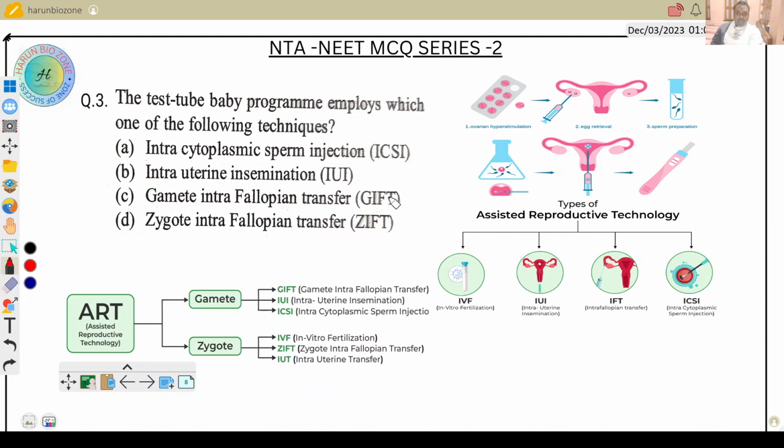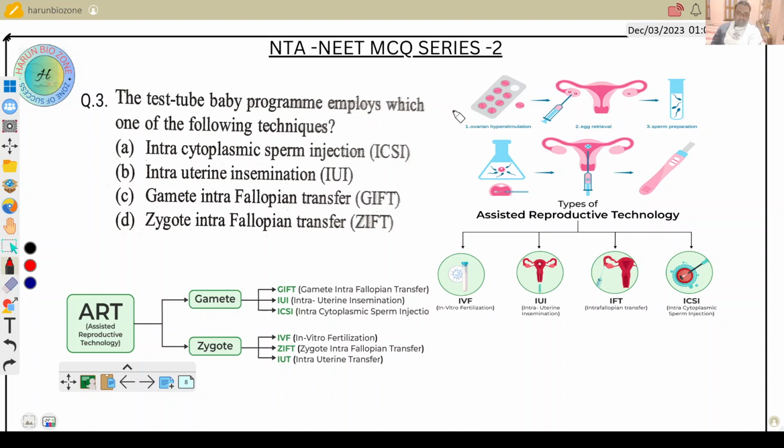So, what is the process of IVF? First, MOET, multiple ovulation embryo transfer. Normally, in the female body, only one egg is produced in one ovary every month. Every month in one ovary only one egg is ready and produced. But when different hormones, gonadotropin hormones like LH and FSH, are injected into the female body, both ovaries produce many eggs at a time. These eggs are collected.